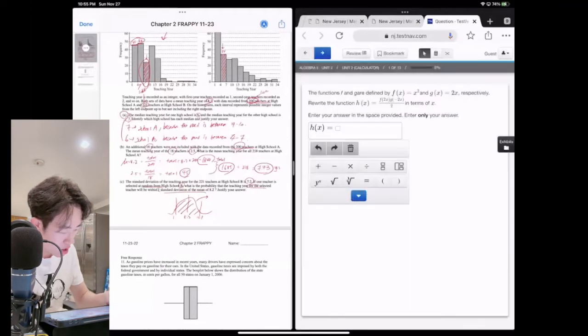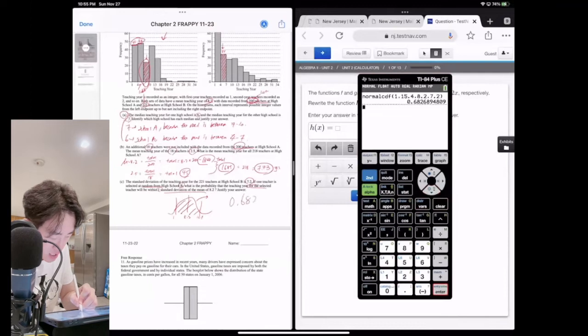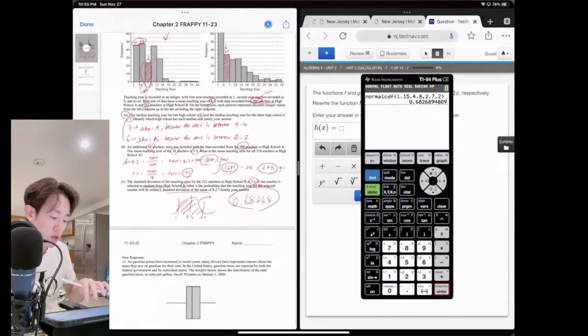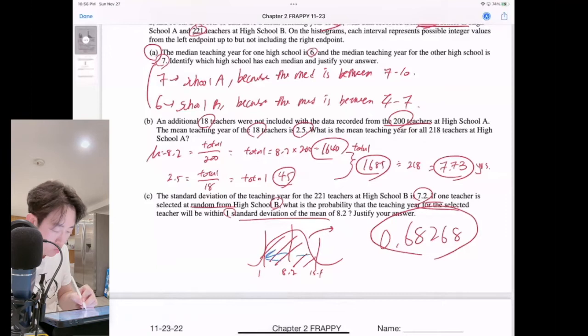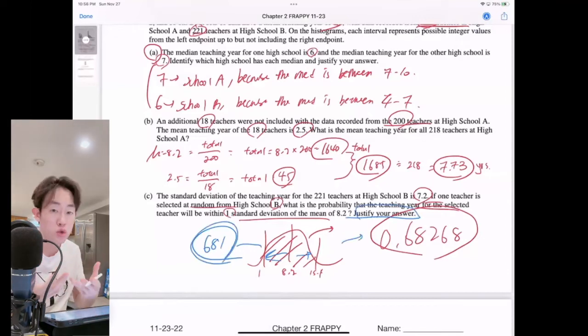All right, so if I were to do the normal CDF, second vars, normal CDF, with a lower of 1 and upper 15.4, mean 8.2, standard deviation of 7.2, that would give me about 0.68268. You also know from the empirical rule that moving one standard deviation will give you about 68% of the data. So when you're justifying your answer, you can say that you use normal CDF, or that you use the empirical rule. I don't think there's going to be too much problem either way.